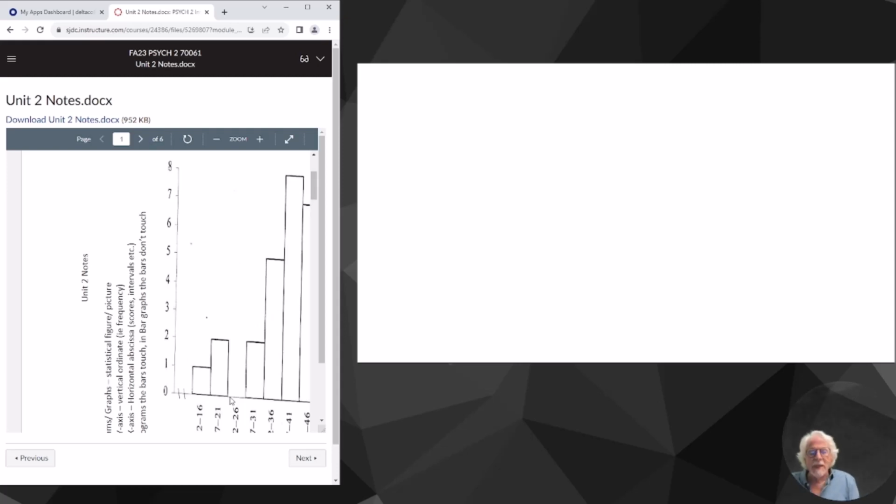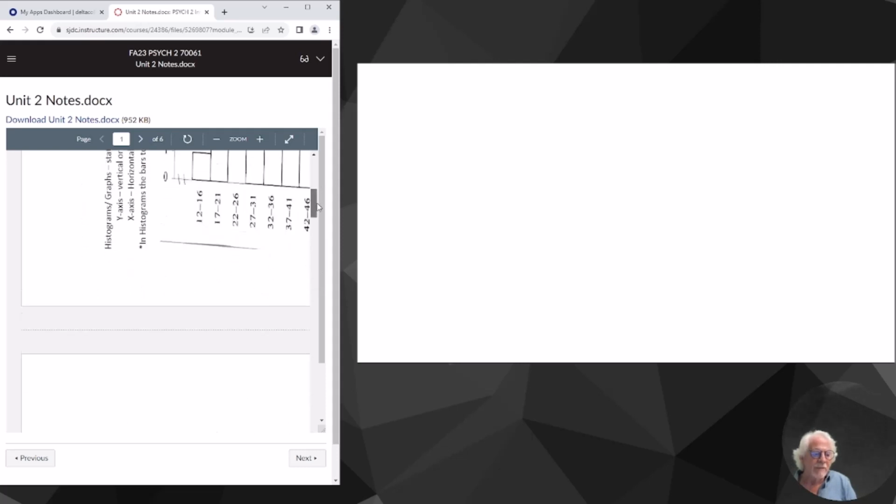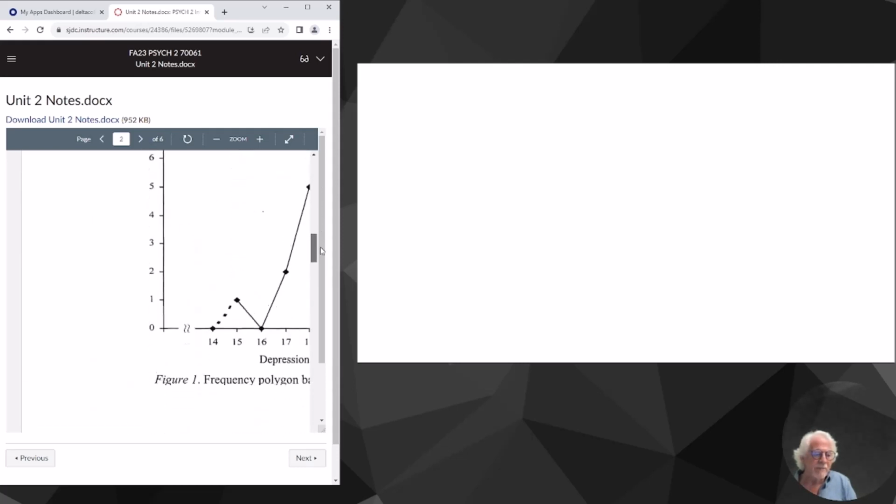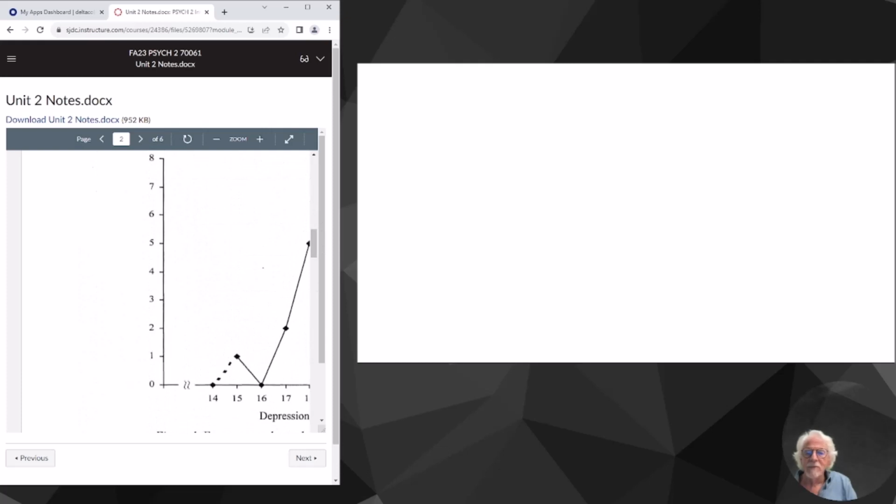At any rate, this is a pictorial, a picture of our data. We talked about the tables, but we also have pictures. We develop pictures of our data, and the histogram is one way we do it. And you've seen these, like I said, I'm fairly confident you've seen something like this before. And then another one that we use is a polygon.